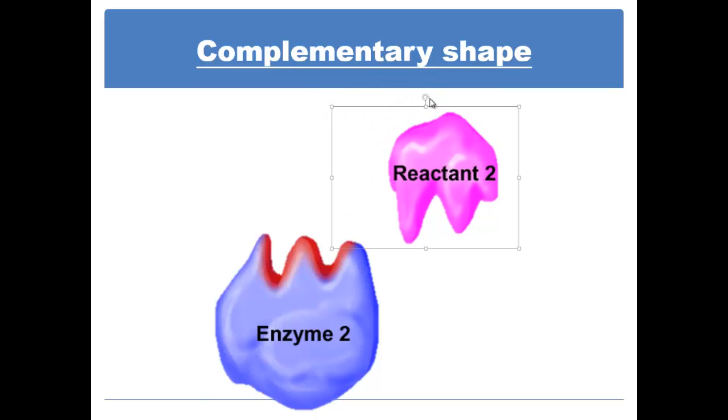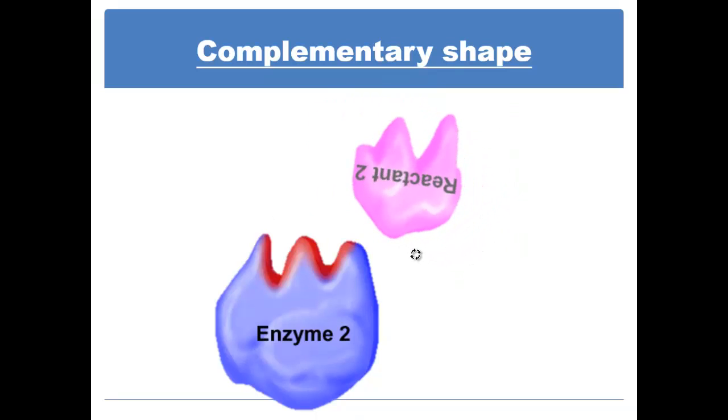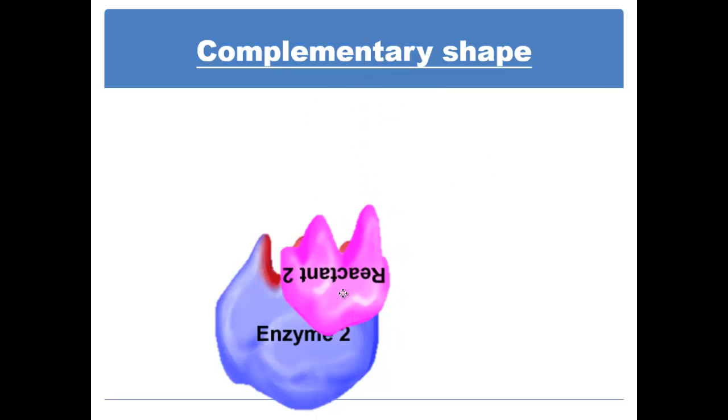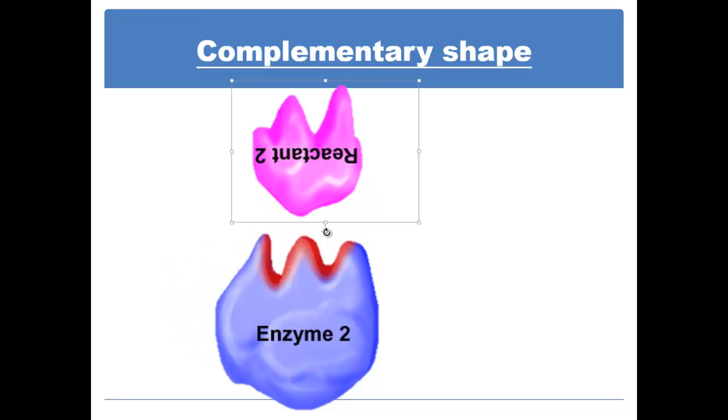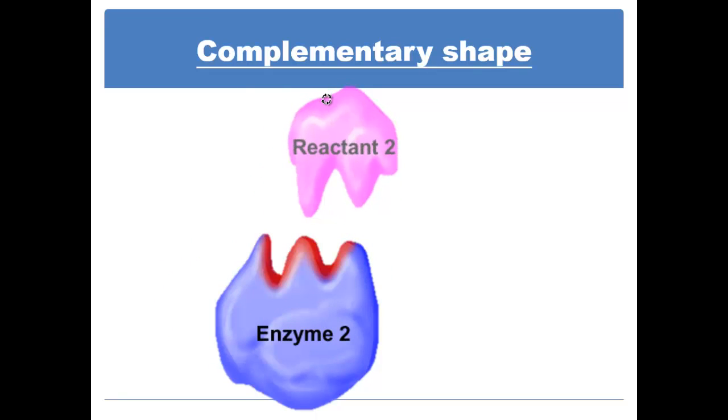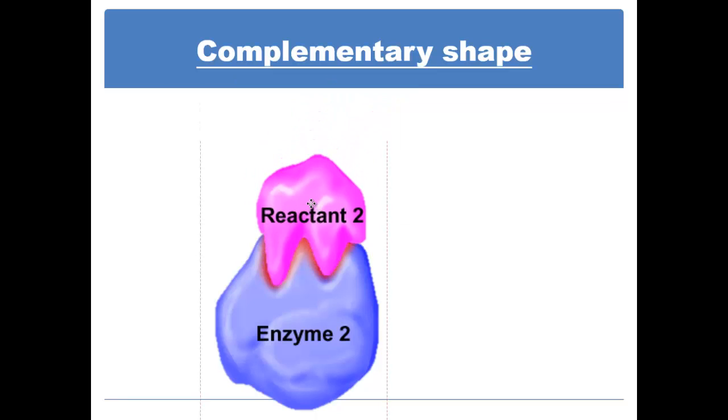But if I rotate this around and you try to compare them, it is not actually the same, right? So obviously we cannot call them the same shape. Instead, since they can match together without showing any space here, we will call that complementary shape.